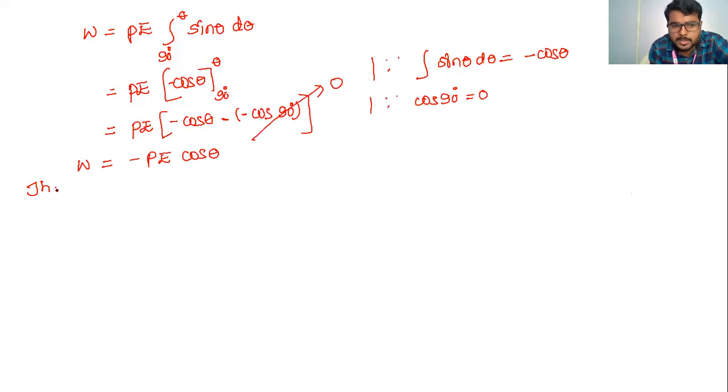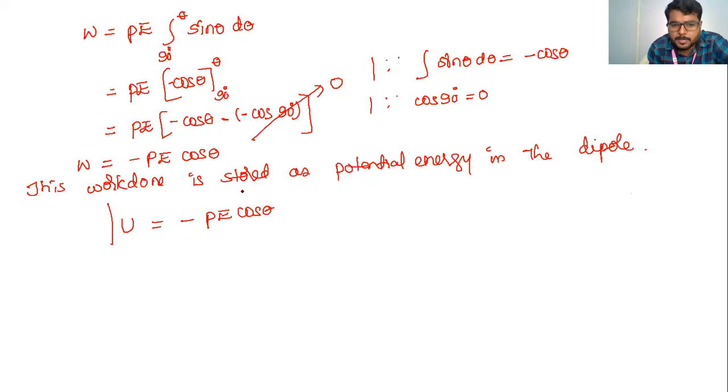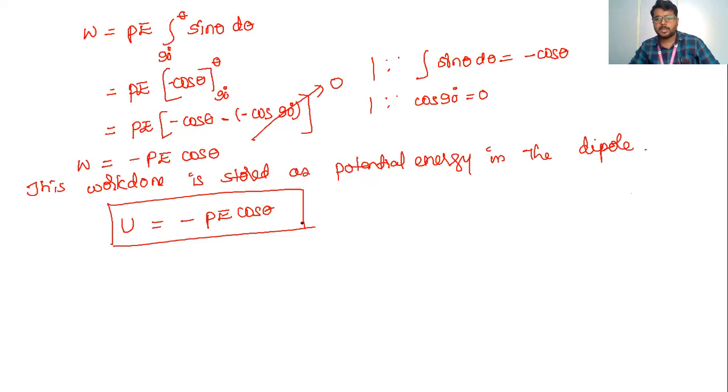You have to write one sentence: this work done is stored as potential energy in the dipole. So instead of W, we write U. U is equal to minus PE cos theta. This is the required result. This is the result we need. This work done is stored as the potential energy. It is a simple derivation. The derivation is not asked directly, but theory questions are.